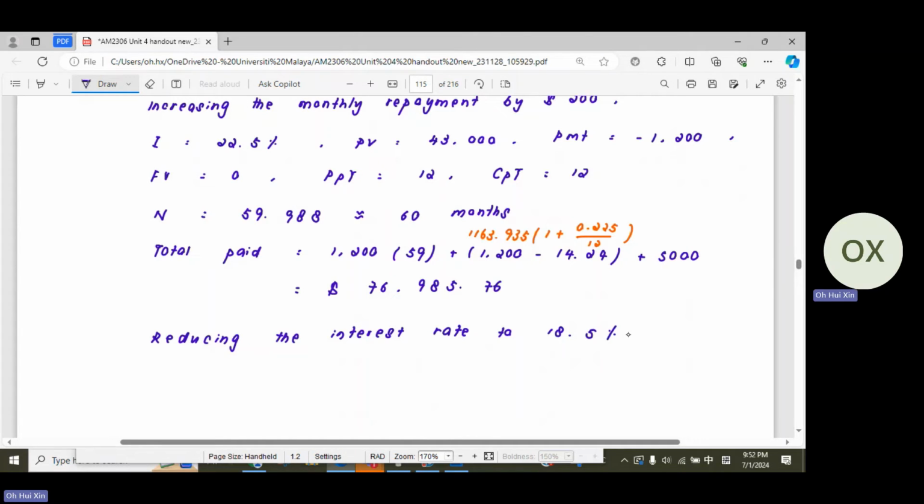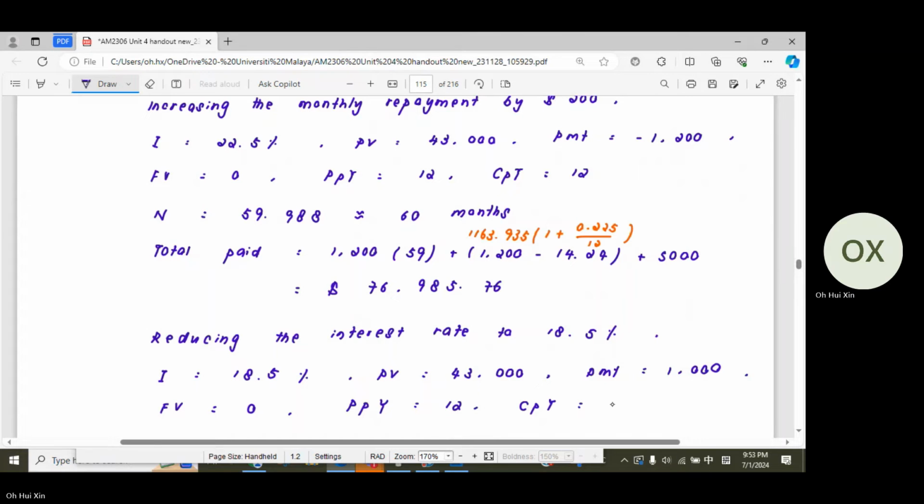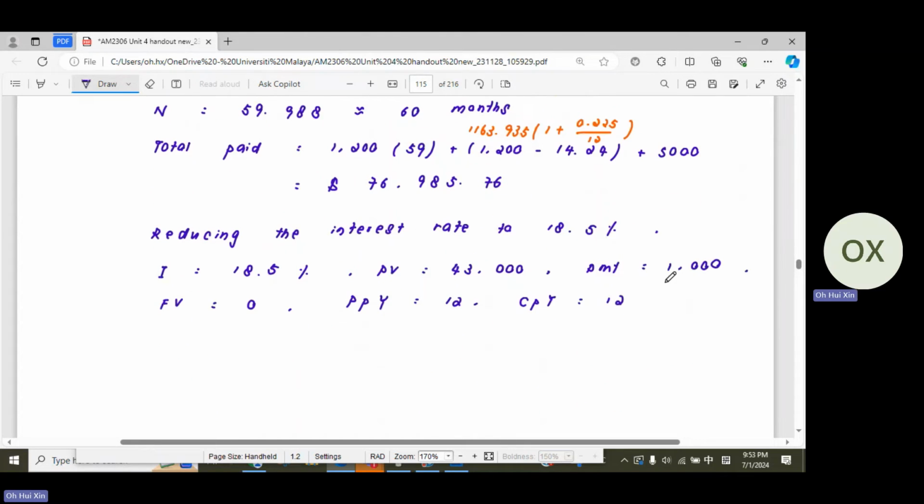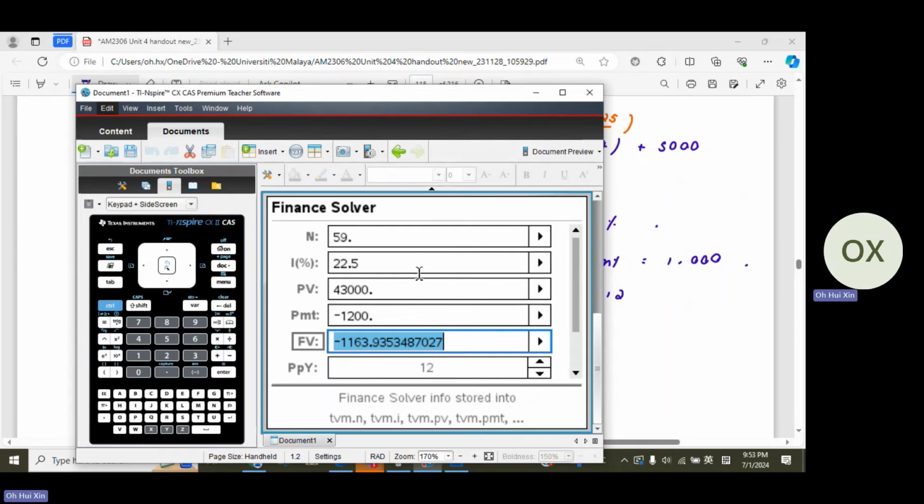The second option is to reduce the interest rate. You will do exactly the same thing, but change your I to 18.5 and change your PMT back to 1,000. The way for you to solve it is exactly the same, which is to find the n first, then find the final value, then the total paid as well. So let's do this. We change this to 18.5 and keep the other values the same.